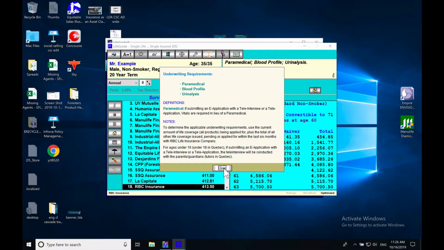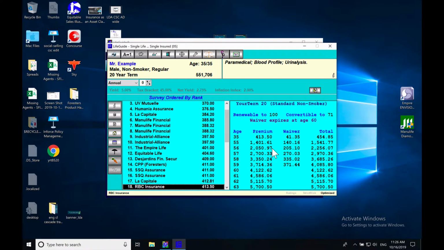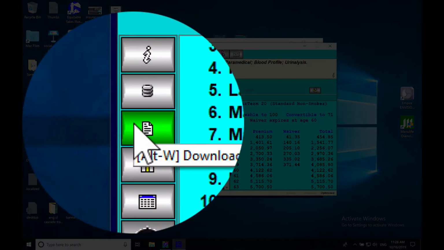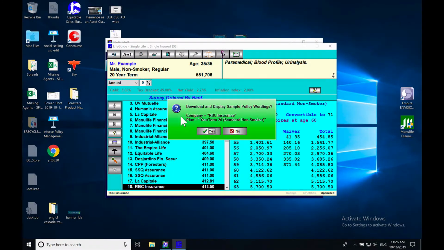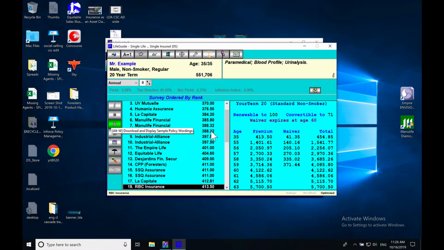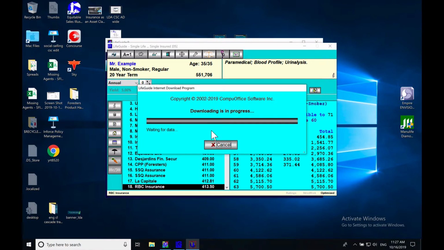Let's close this window. If we want to take a look at the sample policy contract wording, we can go on the left side icons, down to the third one from the top. And if we click on it, it will bring up the sample policy contract.